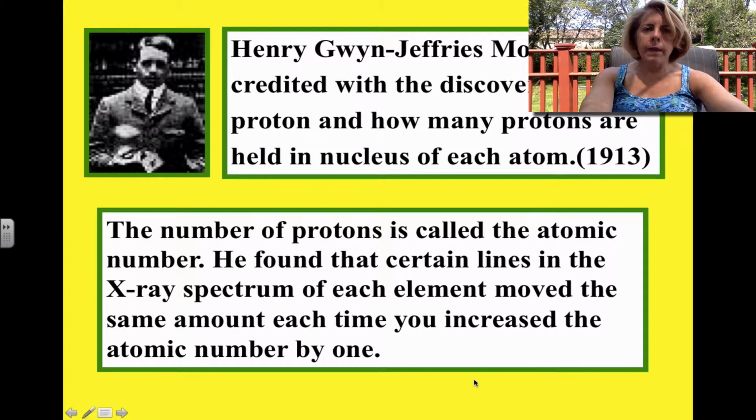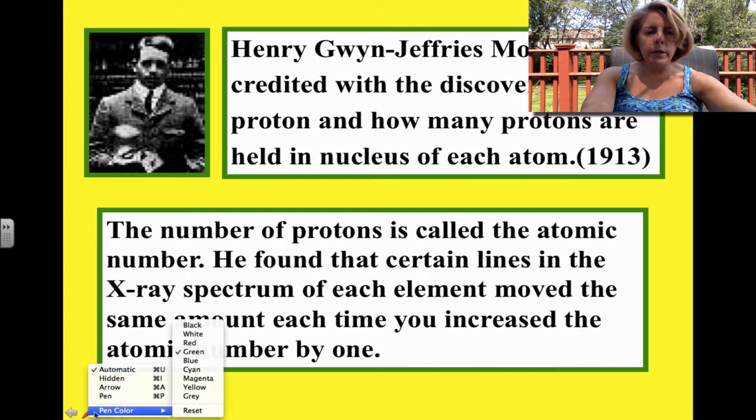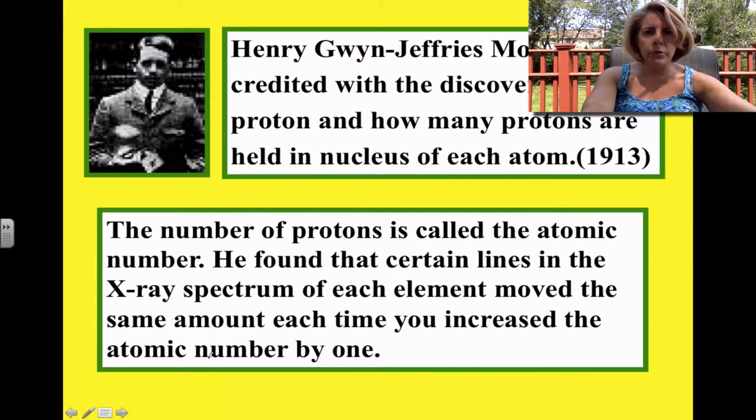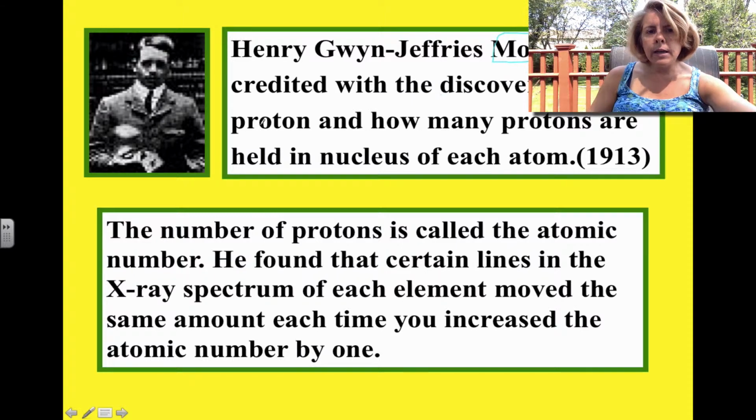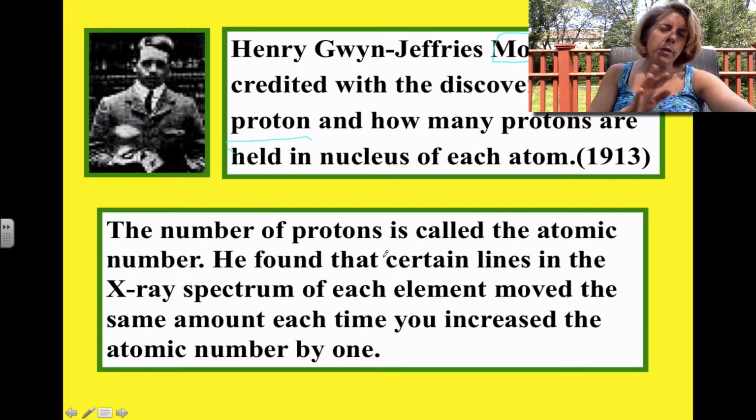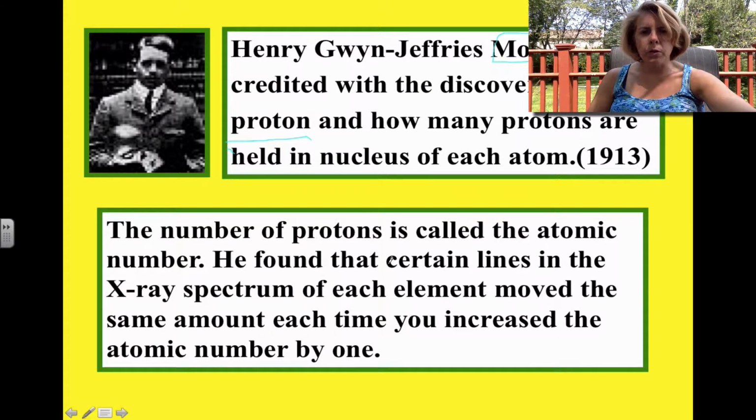Okay, now I just have a couple more slides here. The next person that had some groundbreaking work with the atomic structure was essentially Moseley. He determined that there had to be a proton in the nucleus. So Rutherford found that the nucleus was positively charged and dense, but he didn't know that there was a separate particle within that nucleus. And Moseley had determined that there were protons within the nucleus.